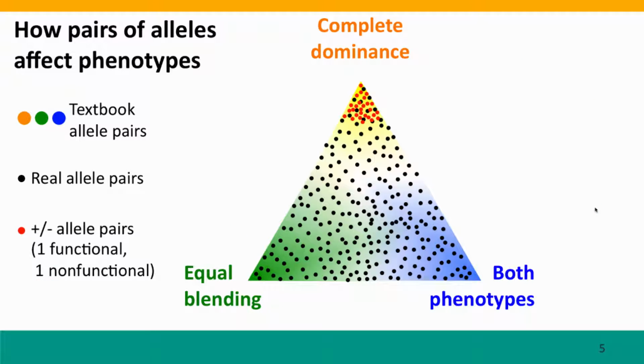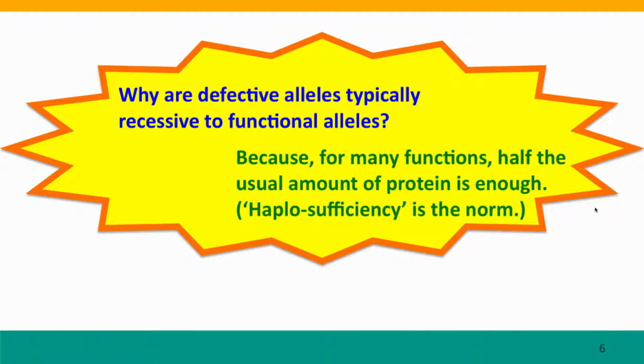And the answer is quite simple once we understand what genes do, what proteins do. Defective alleles are typically recessive to functional alleles. That's what I just said. We see complete dominance in plus-minus allele pairs. What I didn't say is that we see the plus allele dominant to the minus allele. The functional allele is dominant to the non-functional allele, or the non-functional allele is recessive to the functional allele. And we see this because for many functions in the cell, in our bodies, having half the usual amount of protein is enough to get the job done.